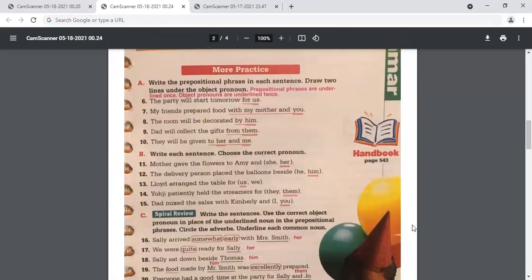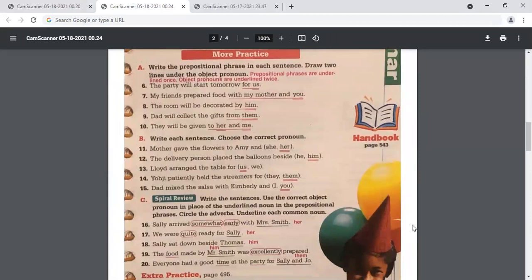Let's look at some more examples. Again, you're going to identify the prepositional phrase and the object pronoun. Number 6, the party will start tomorrow for us. For us, this is the prepositional phrase. It begins with the preposition for, and us is the object pronoun. Number 7, my friends prepared food with my mother and you. So with my mother and you, all of this is the prepositional phrase, begins with the preposition with, and again, here we have a compound object, my mother and you is the object pronoun in this sentence.